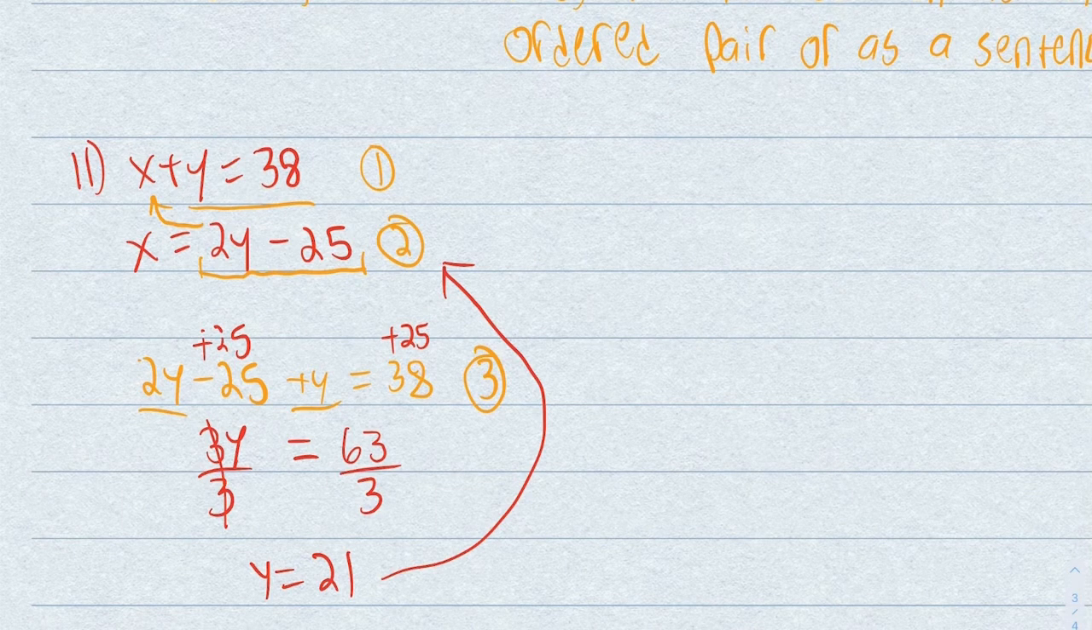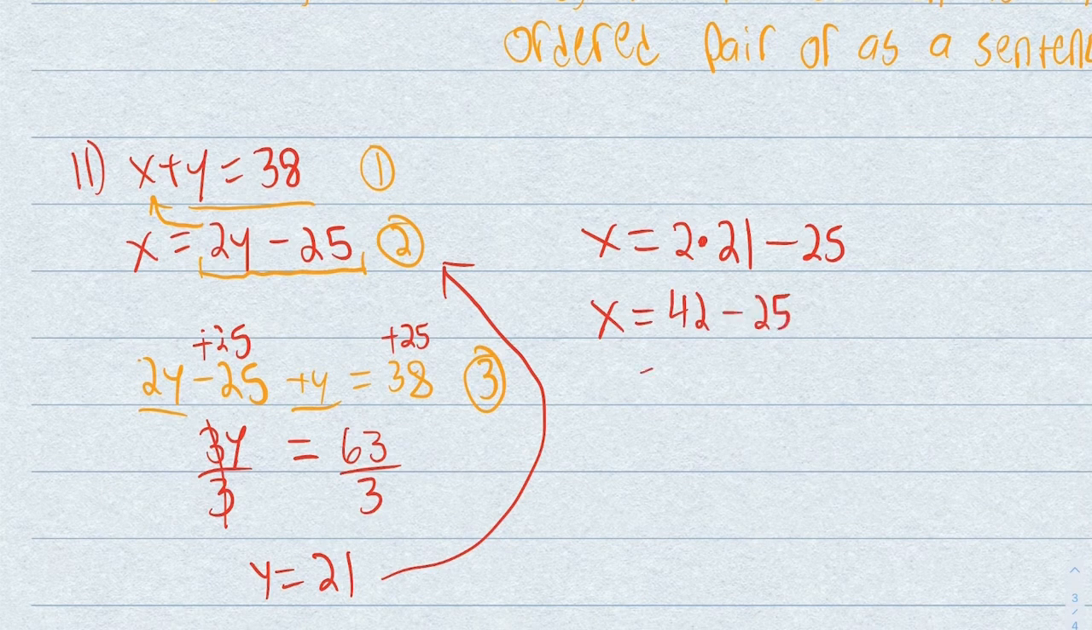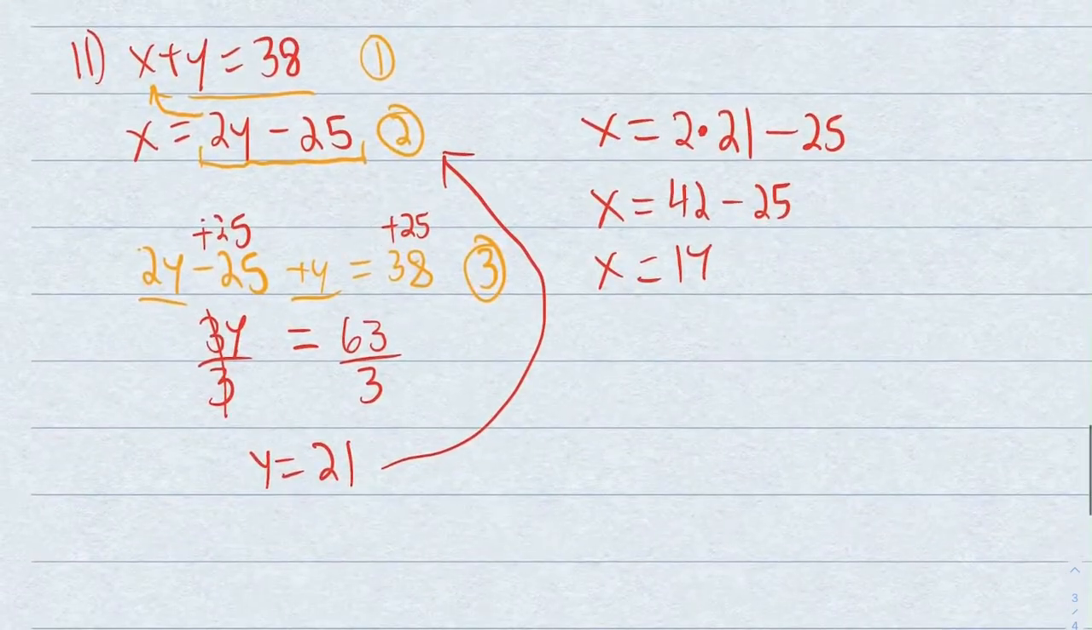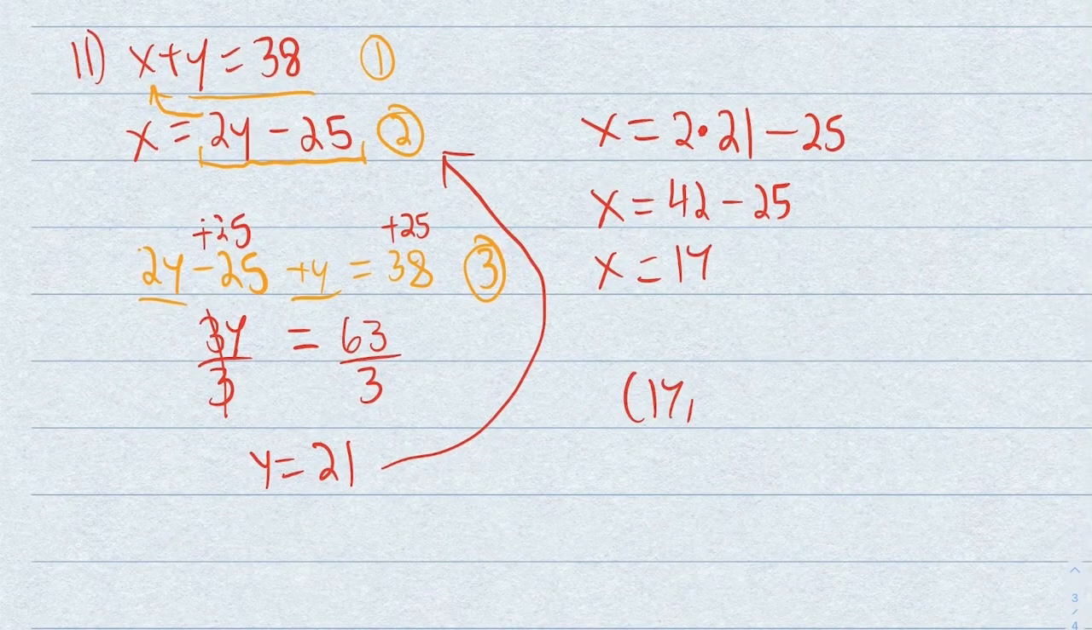So once we do that, we have x equals, I'm just rewriting equation number 2, but instead of writing y, I'm going to put 21. 2 times 21 minus 25. That means x is equal to 42 minus 25. And the difference between those two numbers is 17. Step 6 is to write that solution as an ordered pair. So we have x equals 17, y equals 21, and we're done.